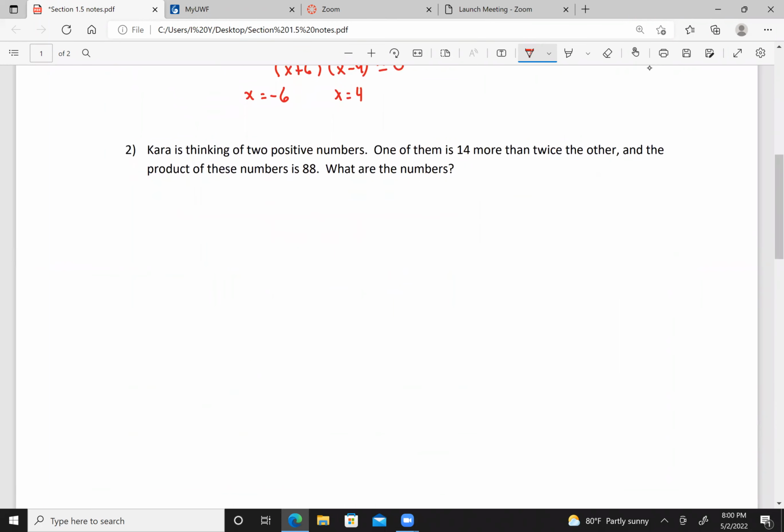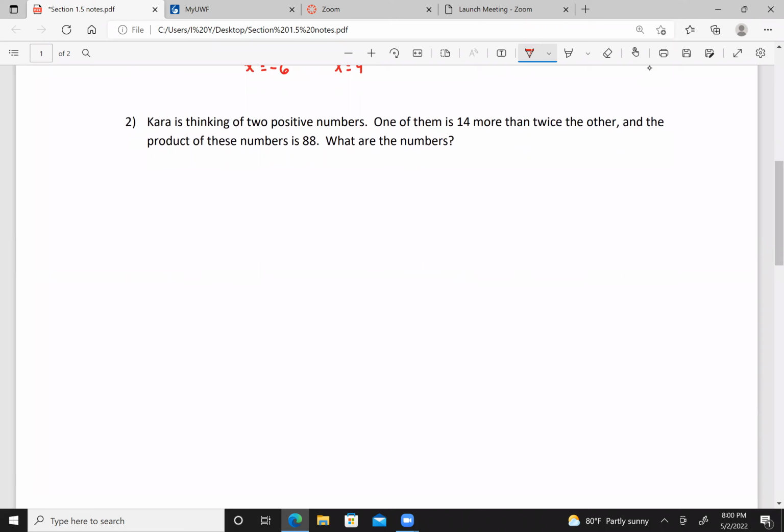Okay, now, Kara is thinking of two positive numbers. One of them is 14 more than twice the other, and the product of the two numbers is 88. What are the numbers? So we're going to let the first one be x. And one of them is 14 more than twice the other, which would be 2x plus 14. Those are my two numbers. And when I multiply them, I get 88.